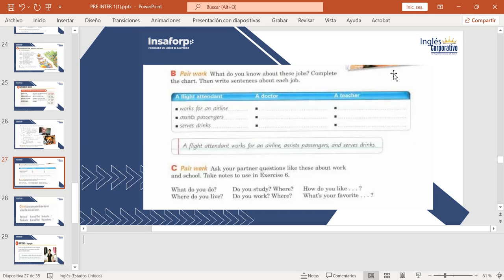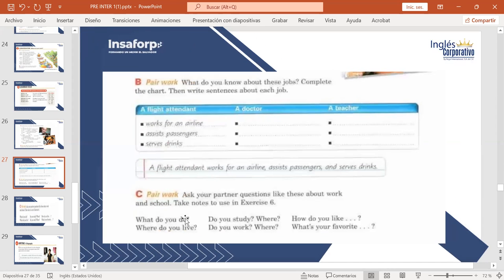Okay, in the part below, you see these questions here? What do you do? Where do you live? Do you study? Where do you study? Where do you work? How do you like your job? What's your favorite food? What's your favorite book? What's your favorite movie? What's your favorite music? What's your favorite ice cream? Etc. Okay? Todas esas preguntas las hacemos en grupo, right? Give personal information.